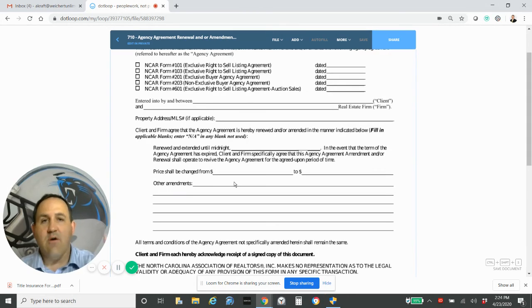Price shall be changed from blank to blank. So if you have a listing, every time you make a price change, say you go from 400 to 390, and then next week you go 390 to 385, each and every price change should be written in here. And newly signed. The only exception is if you had an agreement with them where you said, we're going to change from 390 to 385 if we don't have a contract on this date, and then on this date we're going to do that. You could do several different amendments with dates on them and have them signed so they don't have to keep signing a new form. That's perfectly fine too.